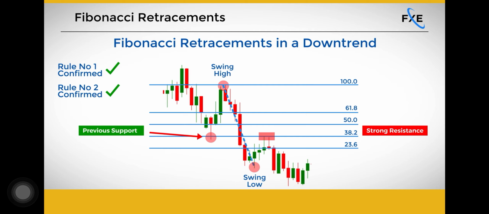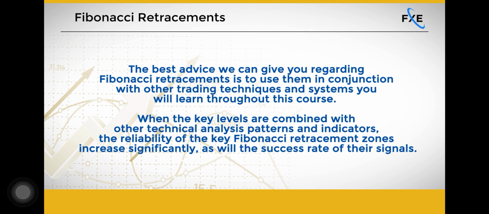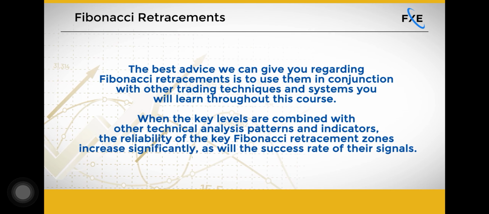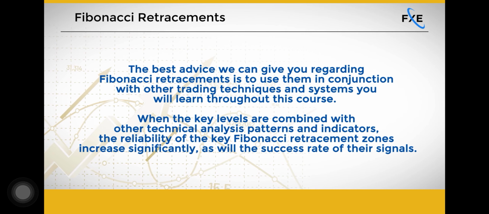Using Fibonacci retracement levels as part of your trading strategy can be very beneficial and is widely used by the trading fraternity. Like most things in trading, the more that traders can visualize what they are seeing unfold on the charts, the greater the chance of success. Fibonacci retracement levels work very well in strong trends, so they give you the ability to join an established trend at optimal zones. The best advice we can give you regarding Fibonacci retracements is to use them in conjunction with other trading techniques and systems you will learn throughout this course. When the key levels are combined with other technical analysis patterns and indicators, the reliability of the key Fibonacci retracement zones increases significantly, as will the success rate of their signals.